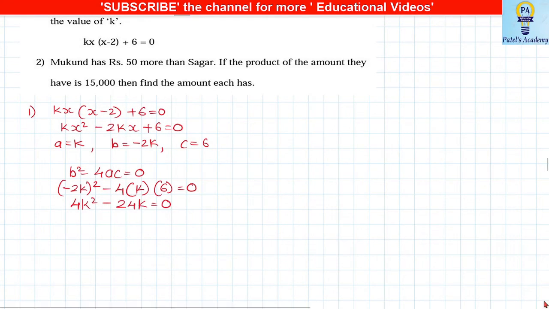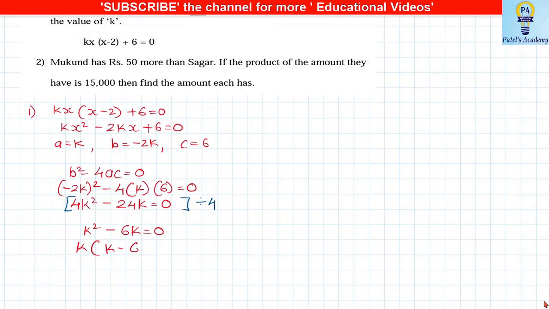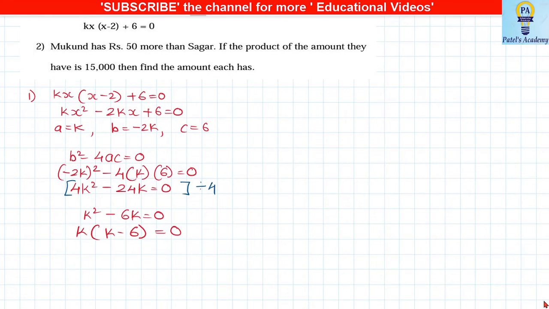Now I can divide this equation by 4. If I divide by 4, what I get is k square minus 6k equal to 0. Now let us take k common, I get k(k minus 6) equal to 0. Now it is like a quadratic equation. Let us put the first term equal to 0, so k equal to 0, and k minus 6 equal to 0. So after we shift, we get the value of k as 6.